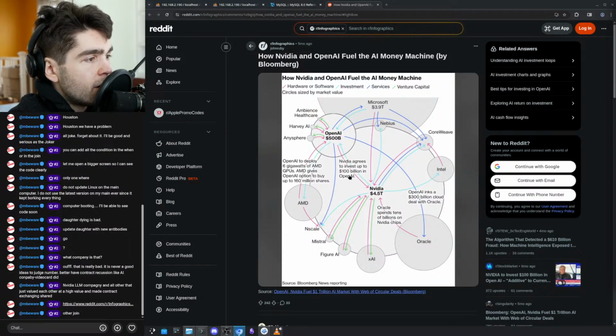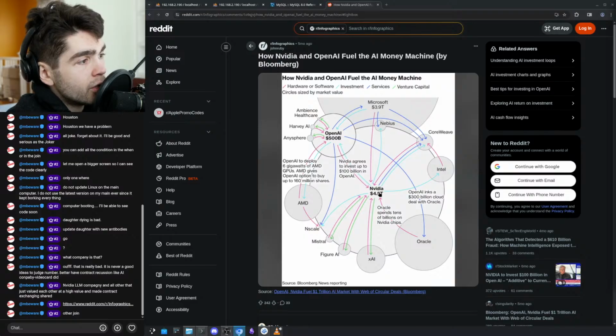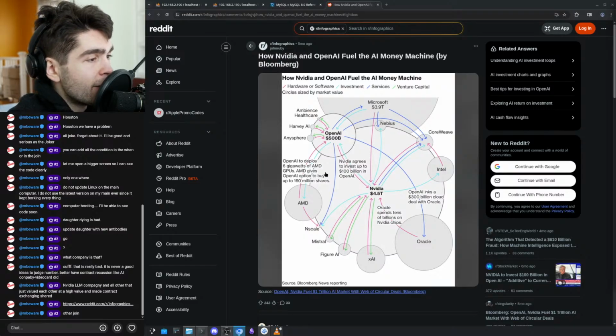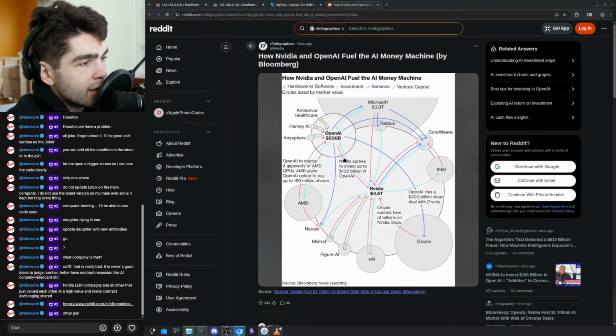And like 100 billion in OpenAI, that's over how much time, right? That's the real question here. Because Nvidia is massive. 4.5 trillion. That's massive, and it's growing. So them investing these massive amounts makes sense. It just does.